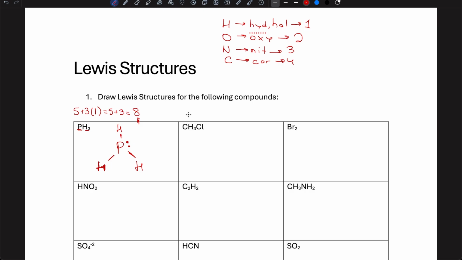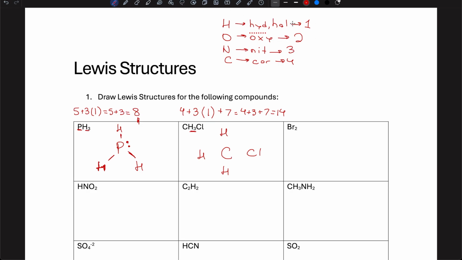The next problem, CH3Cl. Once again, let's count how many valence electrons we have total. Carbon has 4 valence electrons. Each hydrogen has 1 valence electron. We have 3 of them. And chlorine, a halogen, has 7 valence electrons, which equals 4 plus 3 plus 7 for a total of 14 valence electrons. Since we have 3 hydrogens, I don't think that's going to be our central atom. Carbon versus chlorine, usually carbon ends up being our central atom. And we're just going to surround it with our remaining elements.